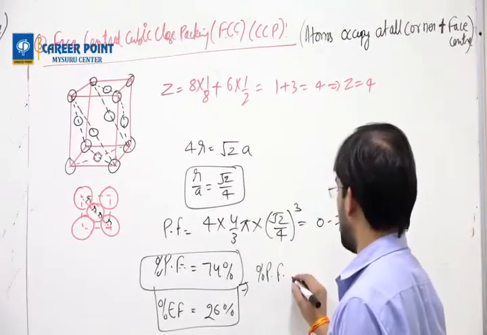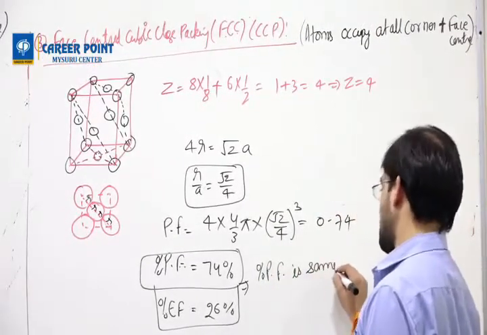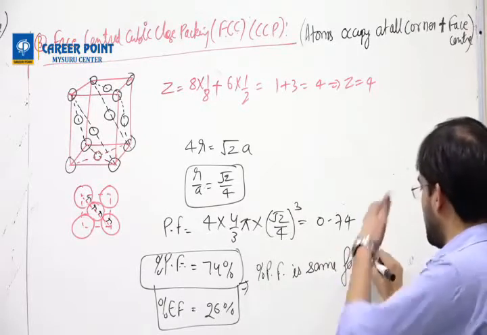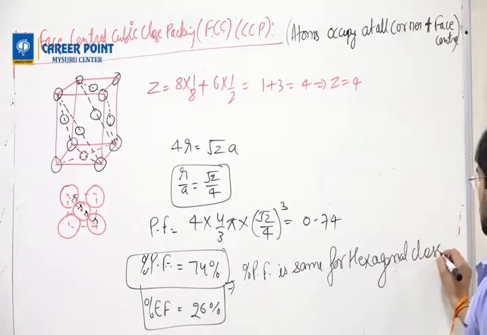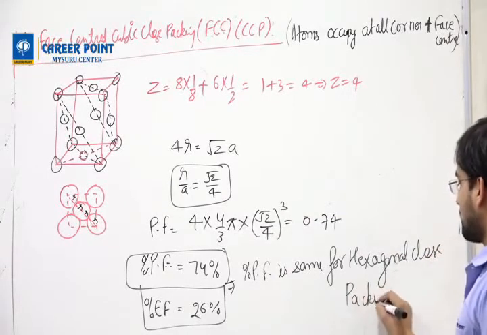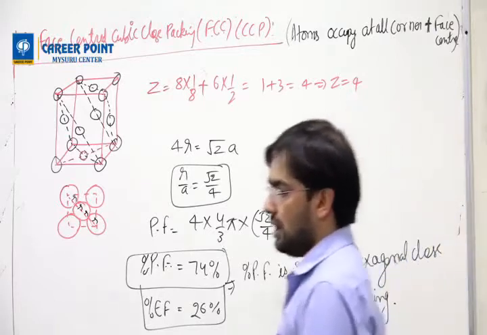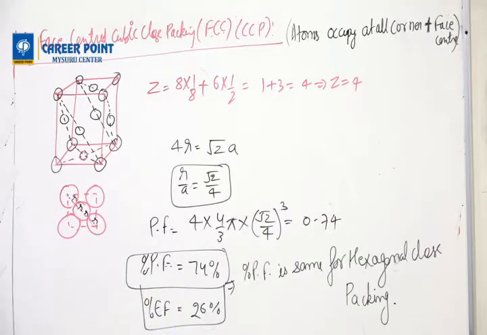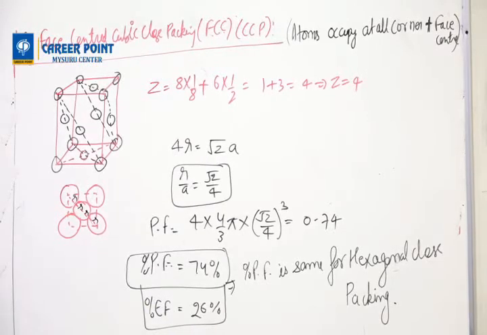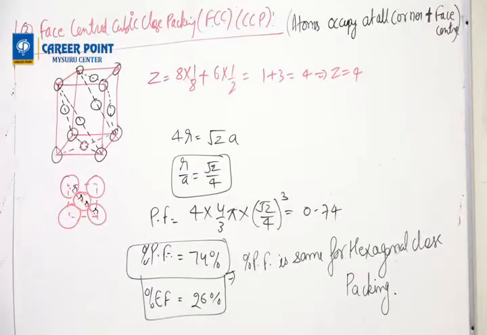The same percentage packing fraction is the same for hexagonal close packing. So these are basically 3 types of packing for atoms. But now we will have some compounds also.